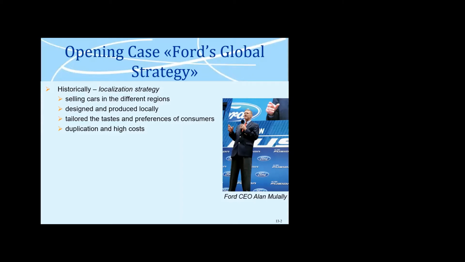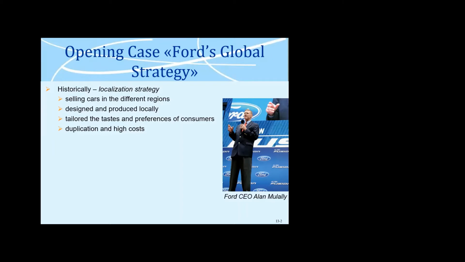So due to this product strategy, Ford was unable to buy common parts for the vehicles, and it couldn't share development costs, and it couldn't use its European Focus plants to make cars for the United States or vice versa. So in a business where economies of scale are important, the result was high cost. So the strategy of designing and building different cars for different regions was the standard approach at Ford.